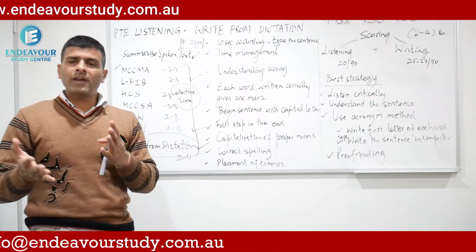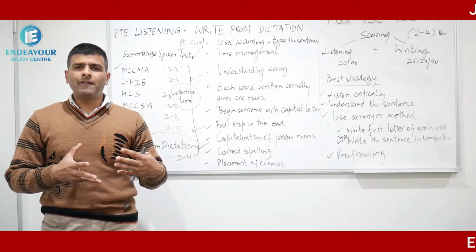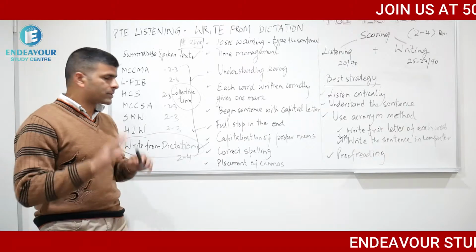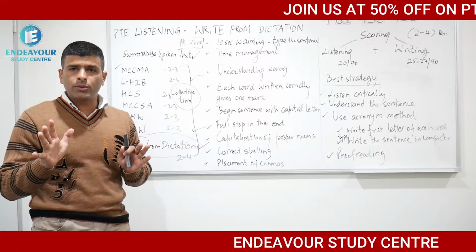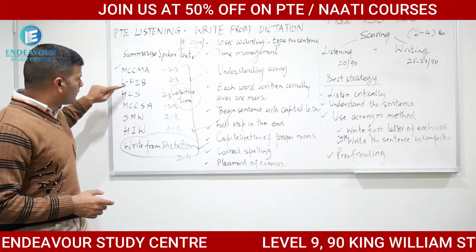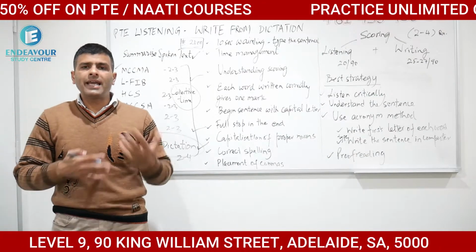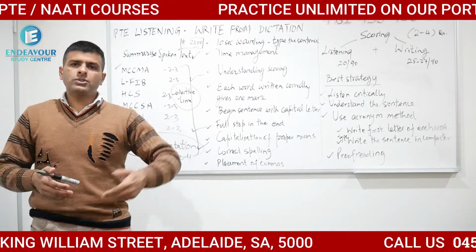So you may be aware that many people struggle with writing and listening modules, and why that happens, because there are 3 question types in the listening module which score you for writing as well. So summarize spoken text, fill in the blanks, and write from dictation. These 3 question types contain 45 points in total towards your writing.